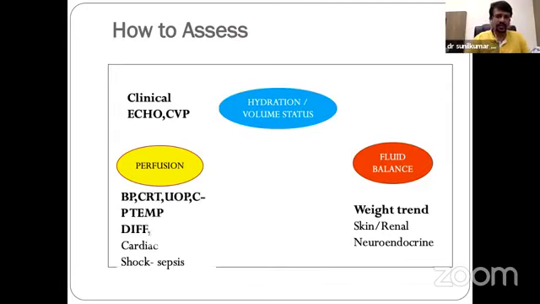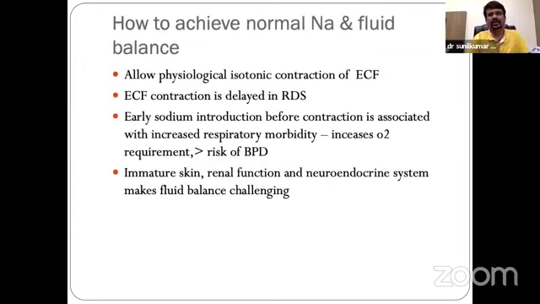Then perfusion can be assessed by measuring the blood pressure, capillary refill time, urine output, and core and peripheral body temperature difference. CVP can be measured. Basically, the perfusion will get affected because of cardiac dysfunction and sepsis. Okay.